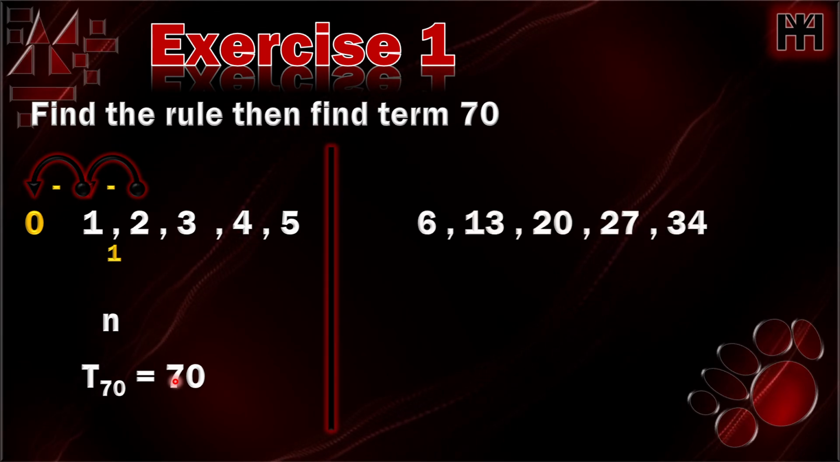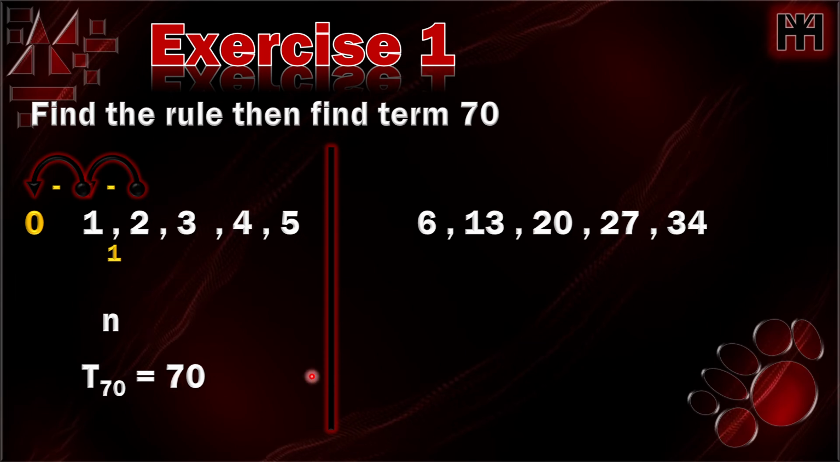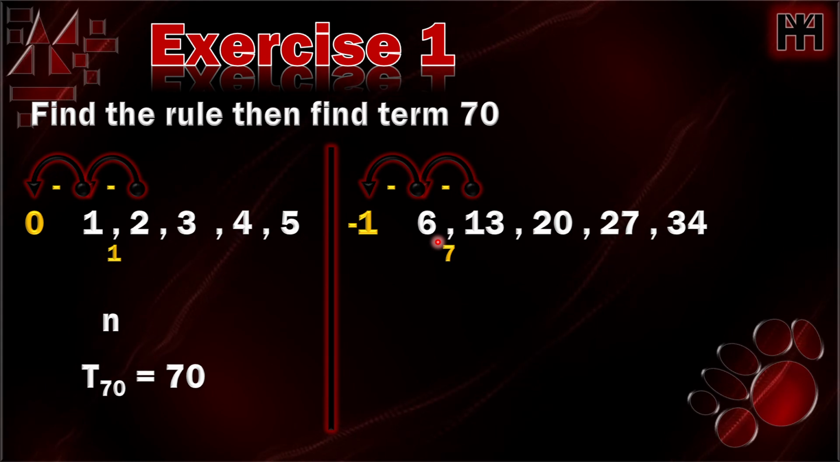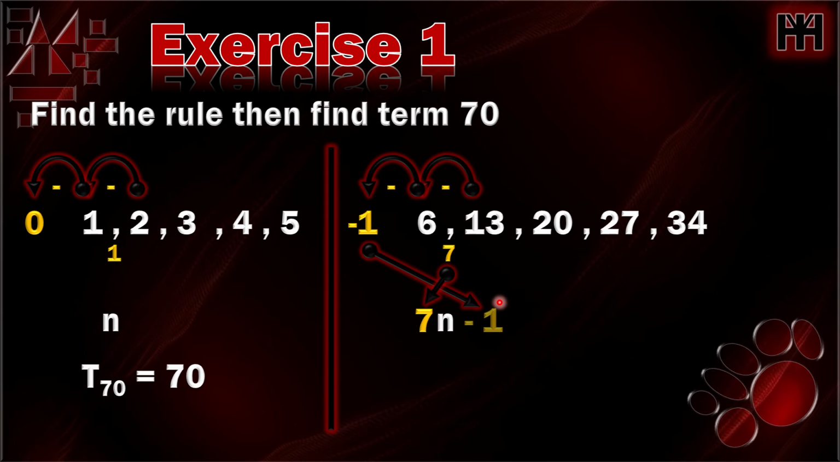Okay, let's see a little bit harder exercise. We have 6, 13, 20, 27, 34. So we'll subtract the first number from the second number. Okay, 13 minus 6 to get 7. Then subtract 7 from the 6. 6 minus 7 is negative 1. So you got it here, you have the negative 1. You will write n and put the 7 in front of n and negative 1 beside the n. So we have 7n minus 1. This is the rule for this sequence.